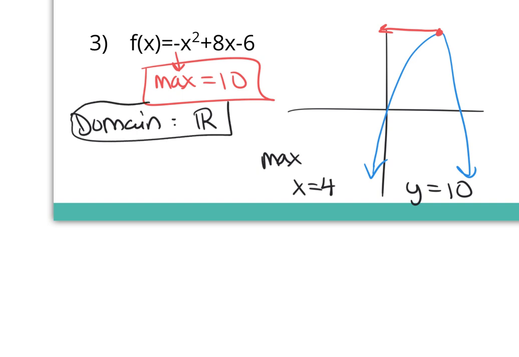All real numbers, good. Range, this time, before we had it pointing upward, right? And that was y is greater than or equal to. Now, which direction is our graph pointing forever? Down. So what do you think it would be? y is less than or equal to 10. Awesome, good. Why did you choose 10?